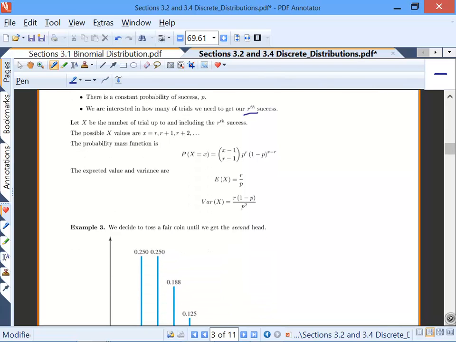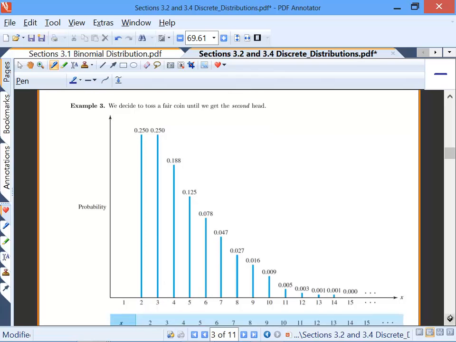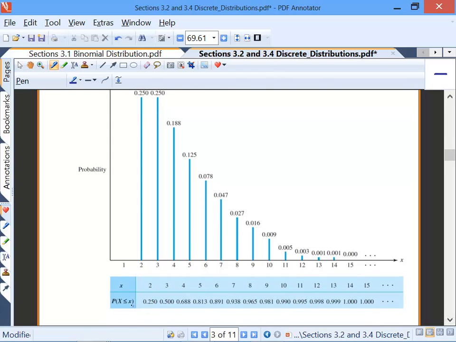So an example of this is we decide to toss a fair coin until we get the second head. Okay. So this is my probability mass function. Notice the probability that I only have to toss it once is 0. You have to toss it at least 2 times. It's the same probability for 2 and 3, and then it gets steadily smaller. And they also gave us the CDF, probability that x is less than or equal to x, just so you can kind of look at those numbers. Really, by the time you get to 14 tosses, it's almost certain that you've gotten 2 heads by now.